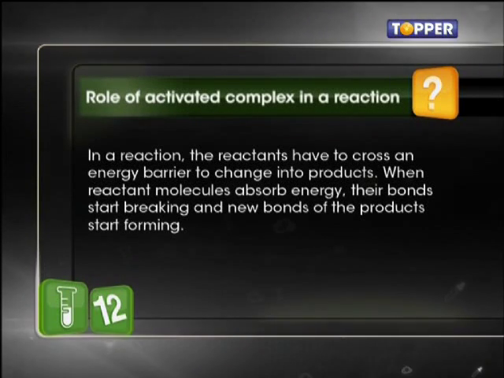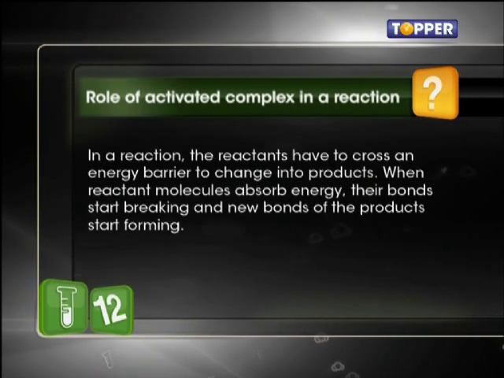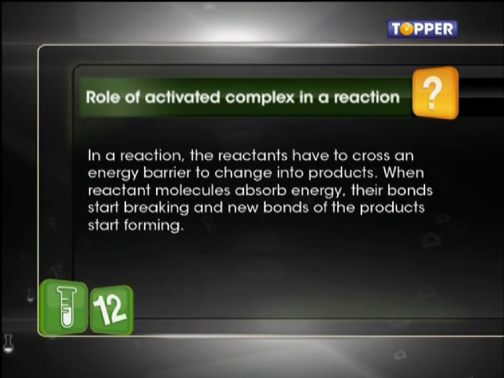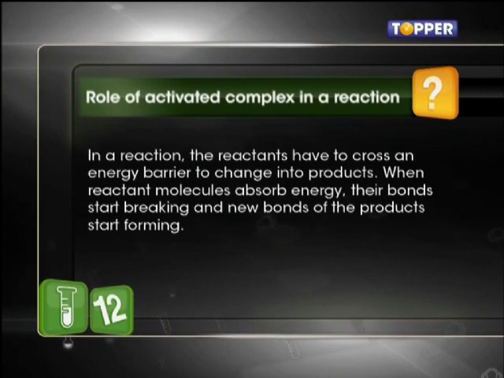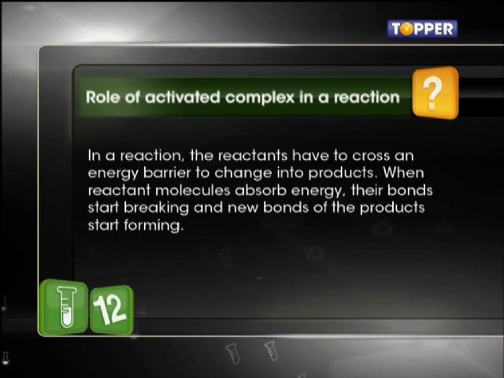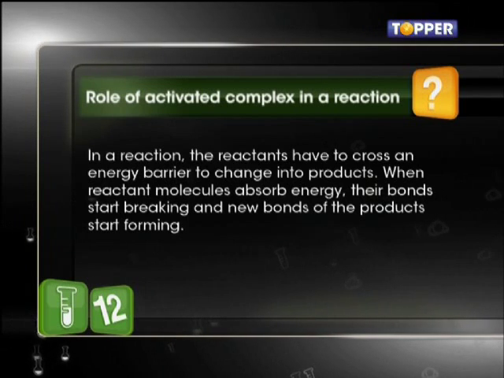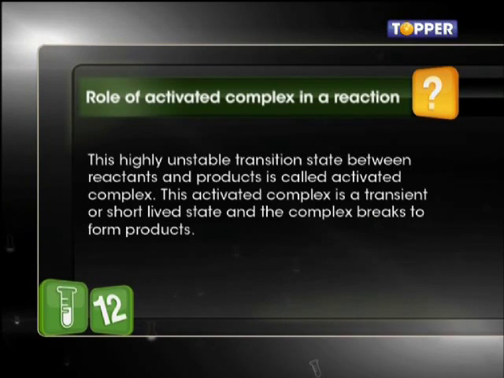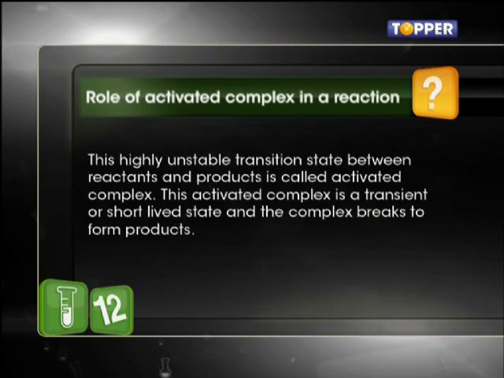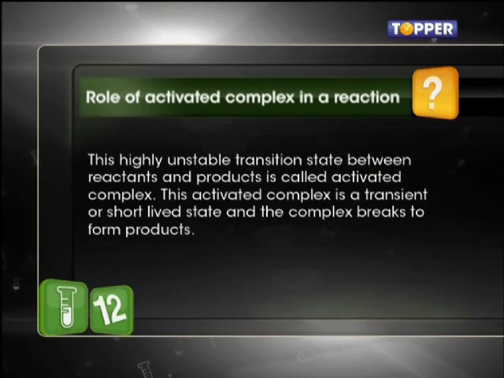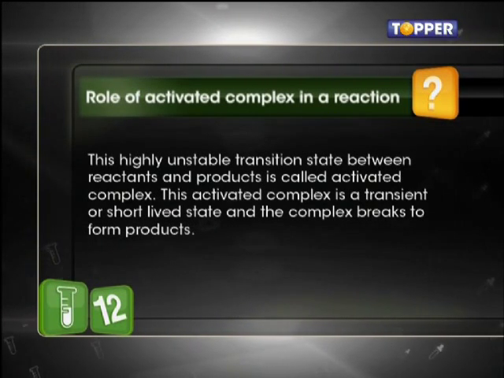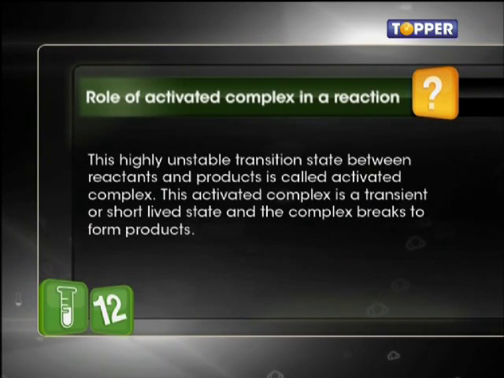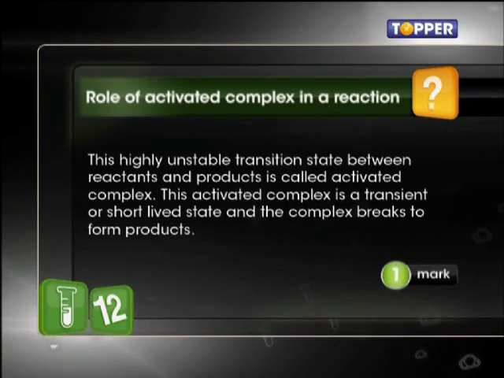In a reaction, the reactants have to cross the energy barrier to change into products. When reactant molecules absorb energy, their bonds start breaking and new bonds of the products start forming. This highly unstable transition state between reactants and products is called activated complex. This activated complex is a transient or short-lived state, and the complex breaks to form products. This will fetch you 1 mark.